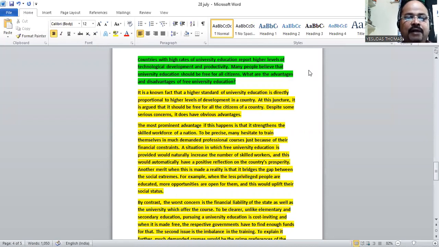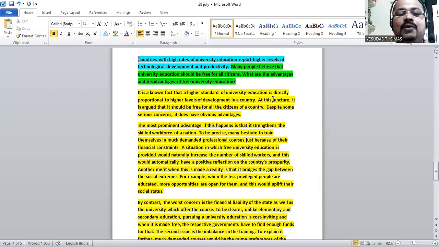So we have two sentences as the statement part. One is the situation, another is the argument, and then we are asked to give the advantages and disadvantages of the particular situation if it is made true. So let's read the first sentence of the statement part of the question. Here it says that countries with high rates of university education report higher levels of technological development and productivity.